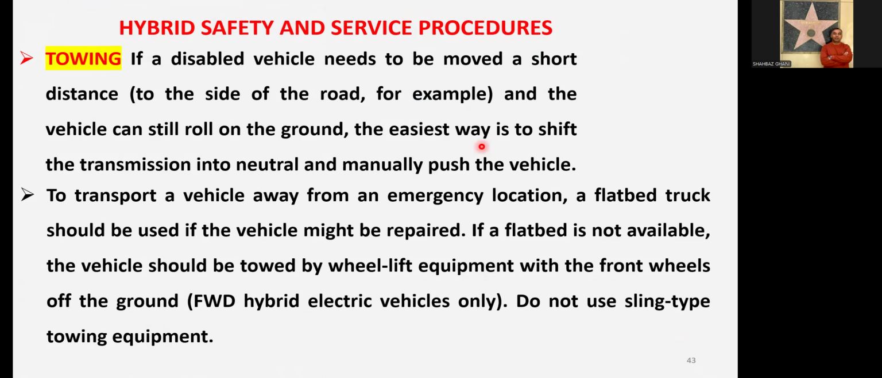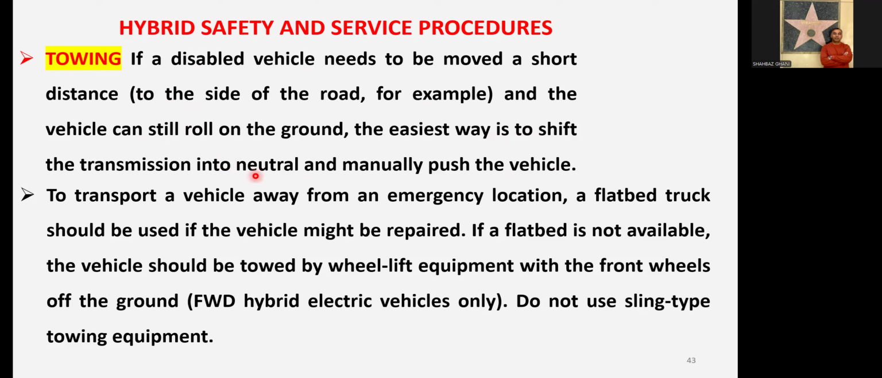Now, the other feature which we have to take into account is the hybrid safety and service procedure, towing. If a disabled vehicle needs to be moved a short distance, to the side of the road for example, and the vehicle can still roll on the ground, the easiest way is to shift the transmission into neutral.